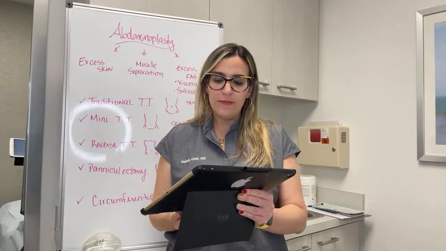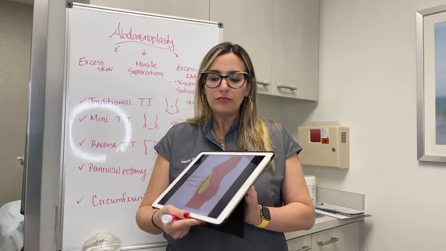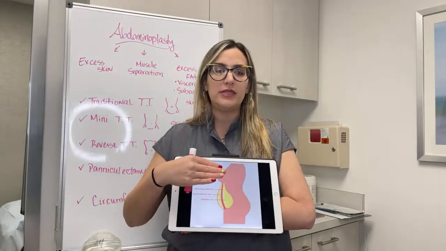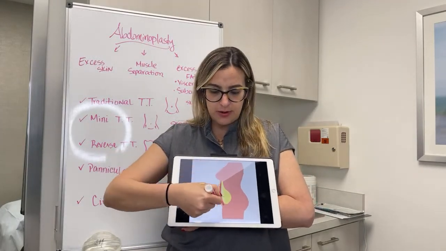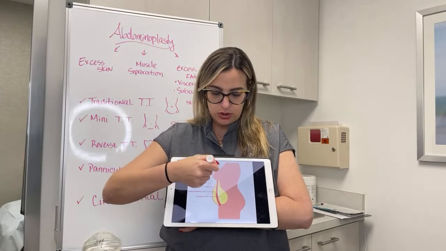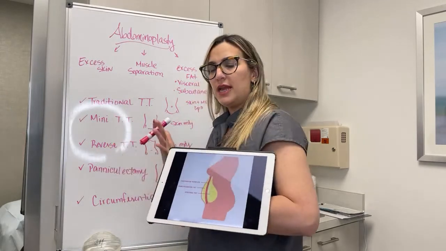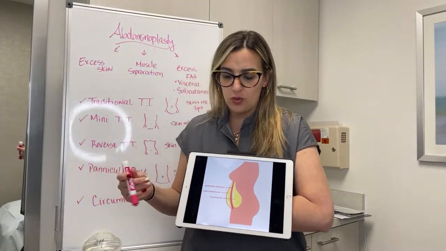So this here is a diagram of a person standing on their side, right? This is the belly, this is the buttock, these are the breasts, okay? So it's like you're seeing the person in a side view, okay?